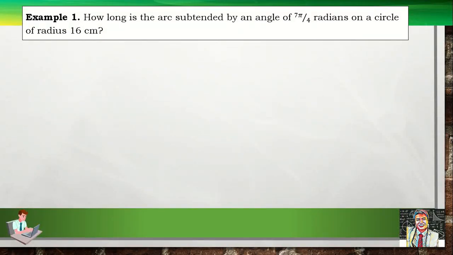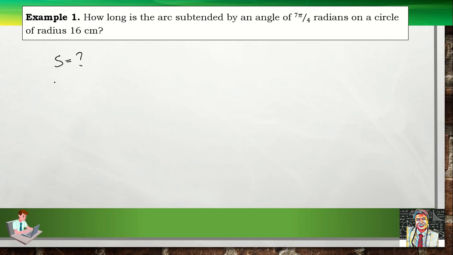How long is the arc subtended by an angle 7 pi over 4 radians on a circle of radius 16 cm? Based on the given problem, the given angle is already in radian measure, 7 pi over 4. Since it is in radian measure, we can proceed to the formula. What we are looking for is the arc length, so that is S.